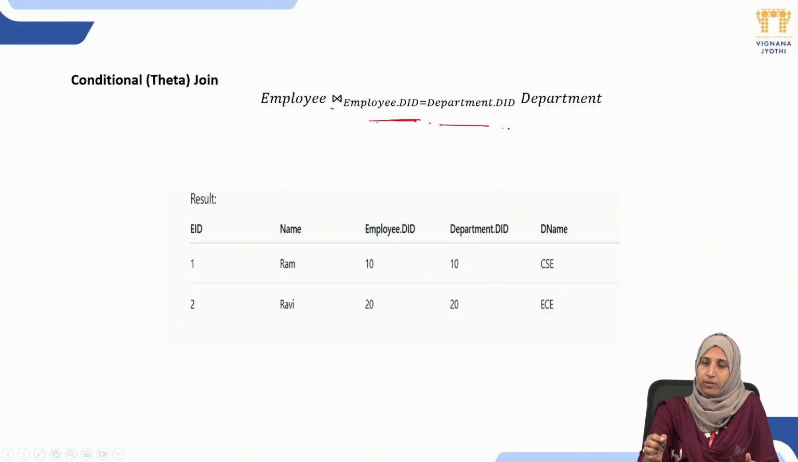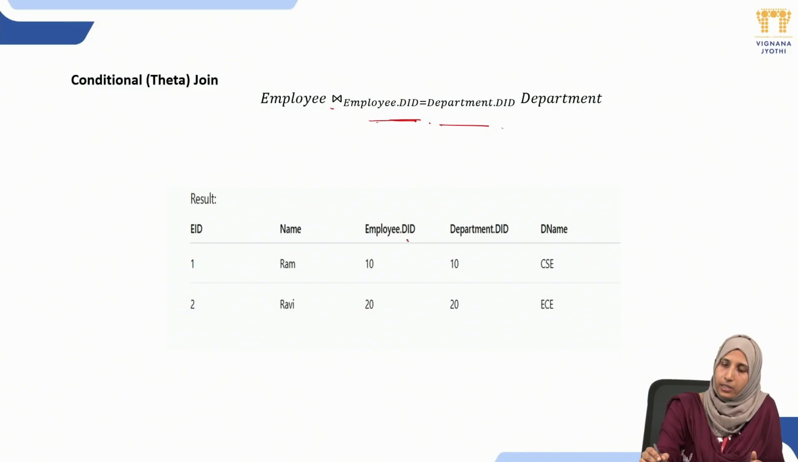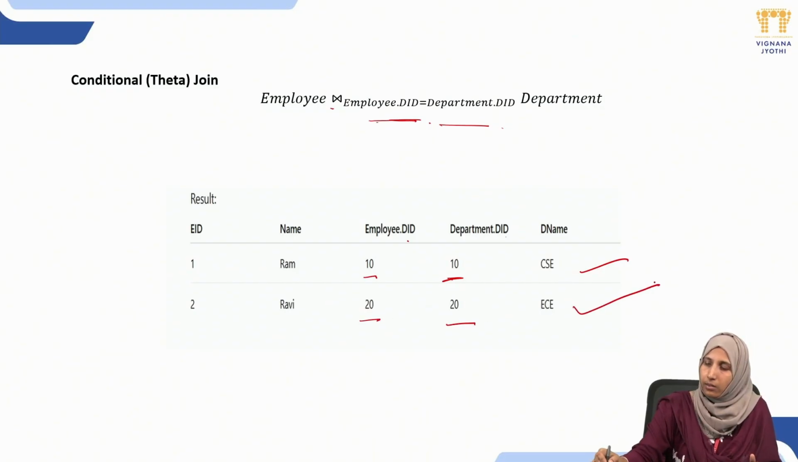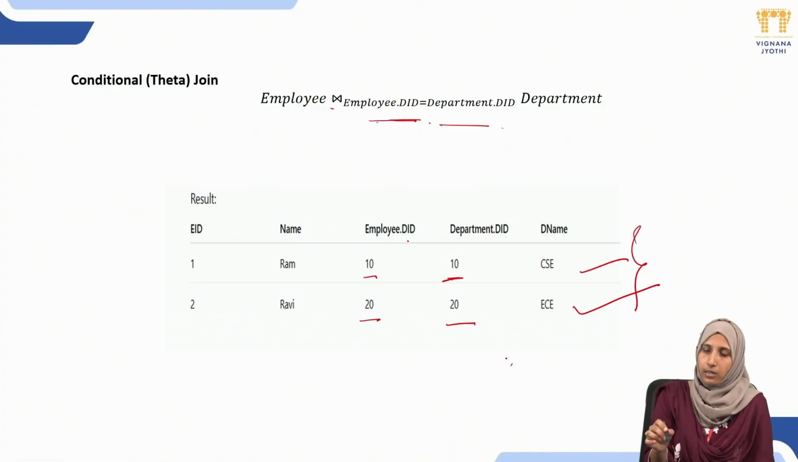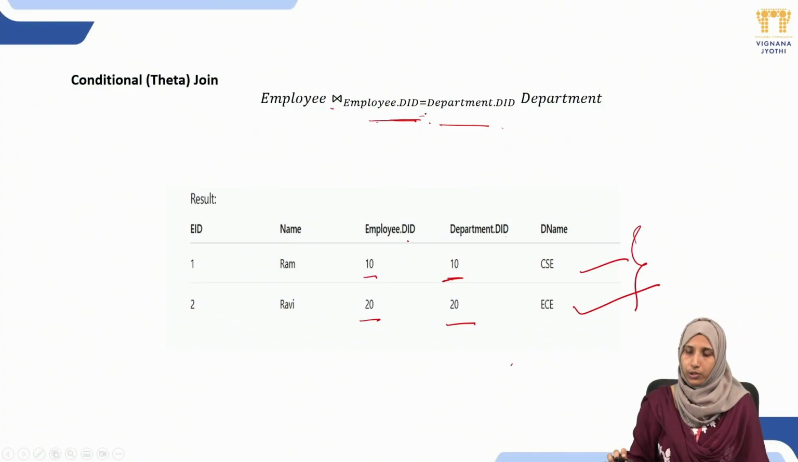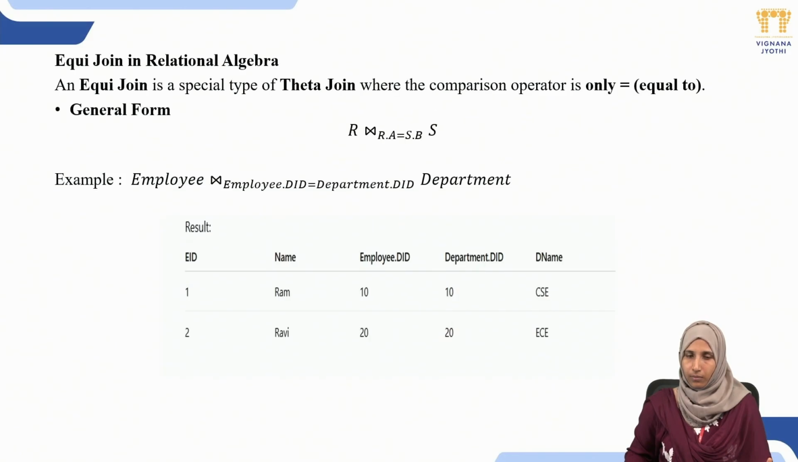So this will be the output where I'll be getting employee.did is 10, and department DID is also 10. So I'll be getting the first row as my output. Second time, here also 20, here also 20. Then the second row I'll be getting. So this will be my result for this particular join operation under theta join, or else conditional join.